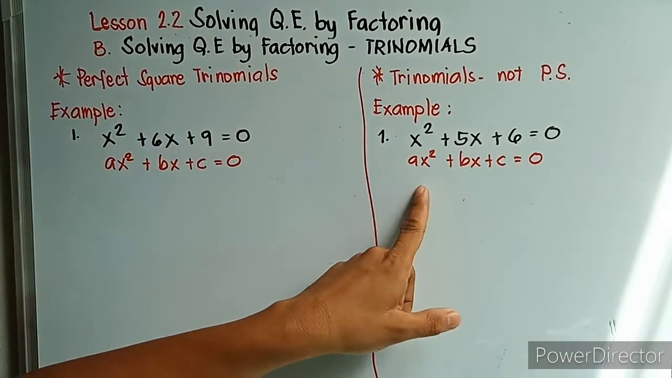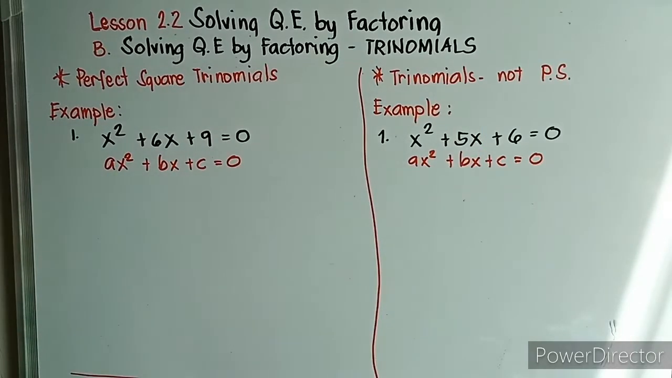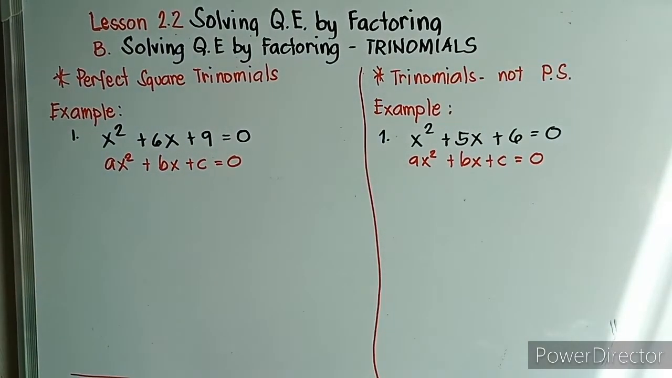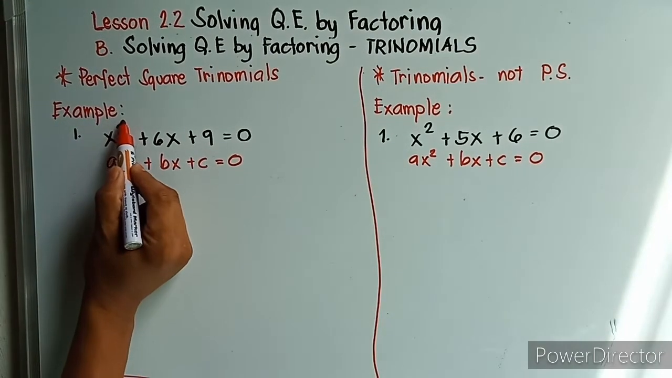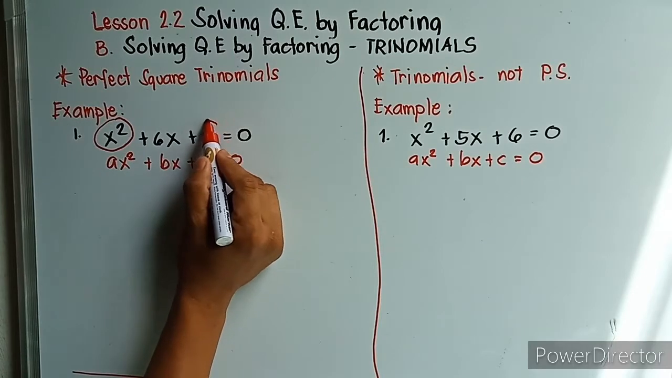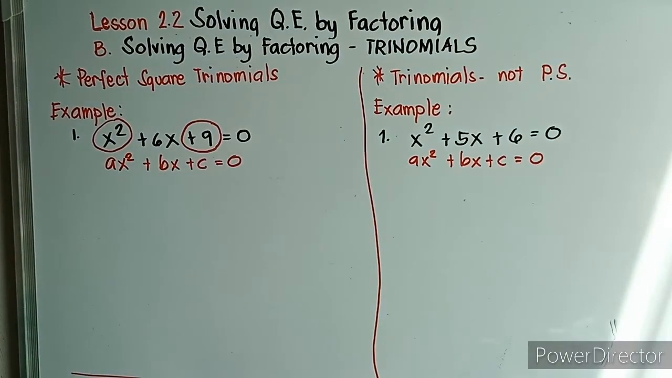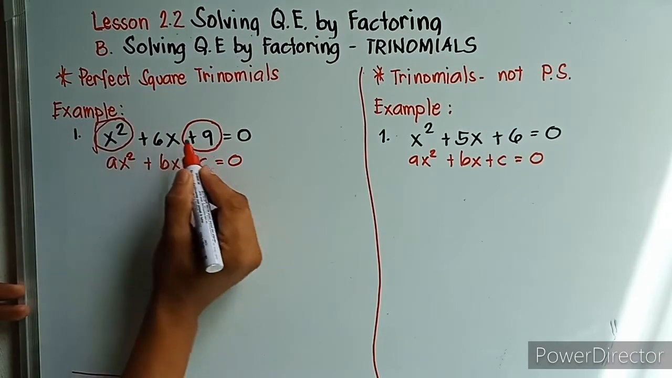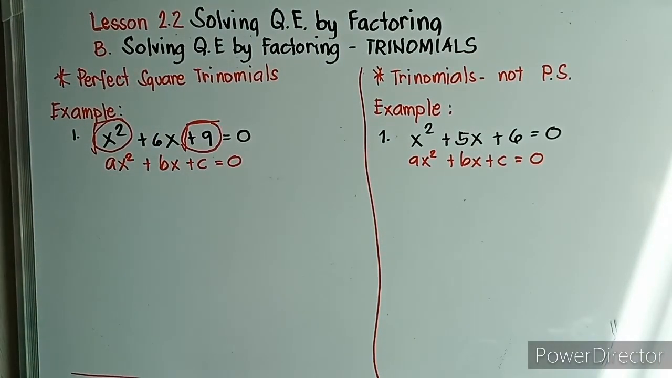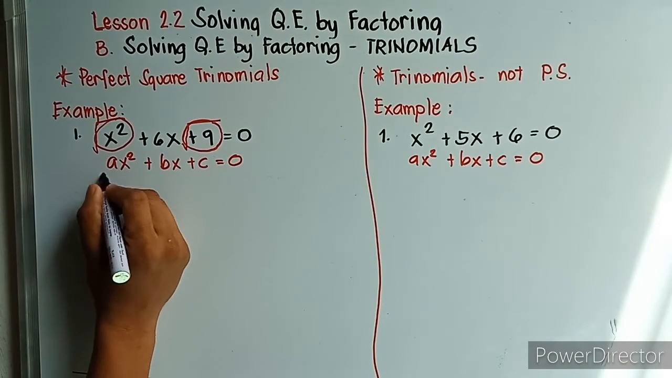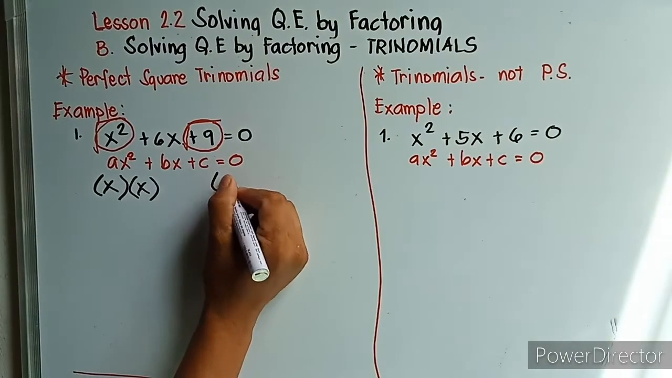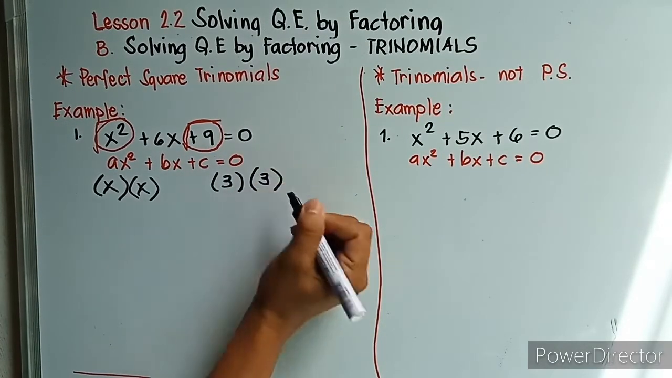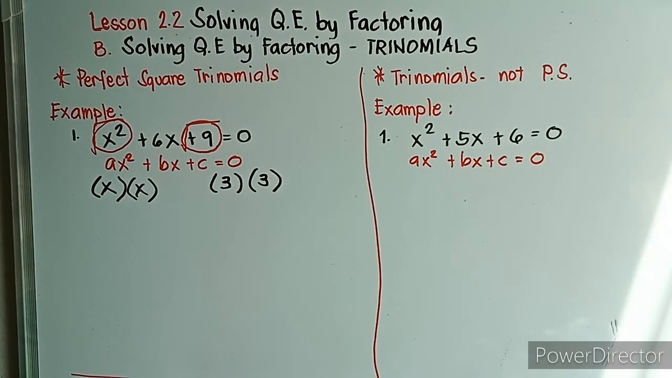So we have here two examples. One is for a perfect square trinomial, and the second is for the regular trinomial, so not a perfect square. So let's begin with the perfect square trinomial. In a perfect square trinomial, we have to inspect the first term, our quadratic term, and the last term, our constant. Now, if we get the square root, as you can see, these two numbers are perfect squares. For x squared, we have x times x. And for the square root of 9, we have 3 times 3. So these are the factors of our first term and our constant term.